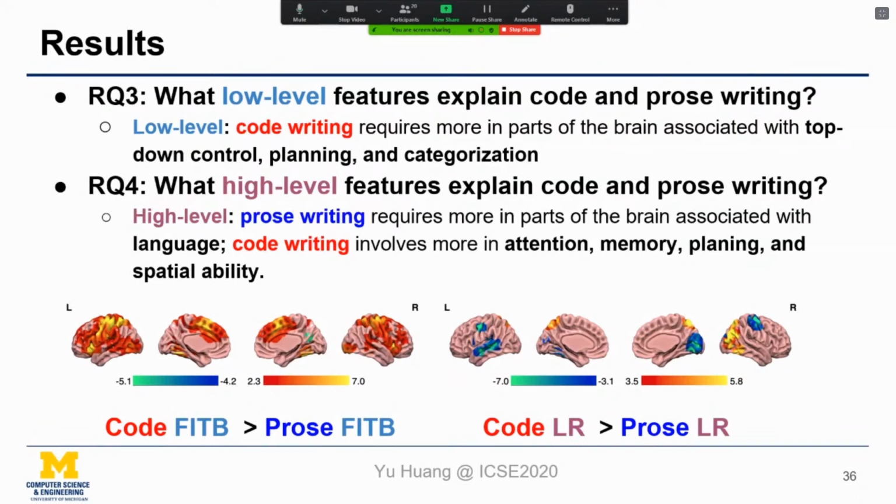This finding was surprising to us because, from human intuition, like that comment from Dijkstra's claim, or the similarities between reading tasks reported in previous studies, we thought that code writing and prose writing should be very similar, but they are really not at the neurological level.